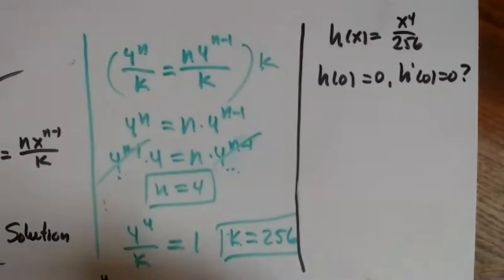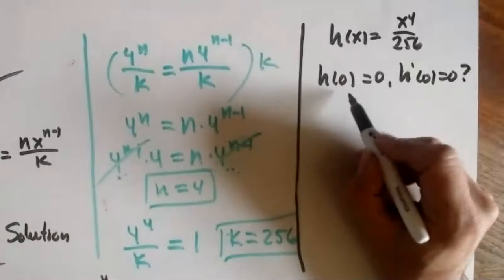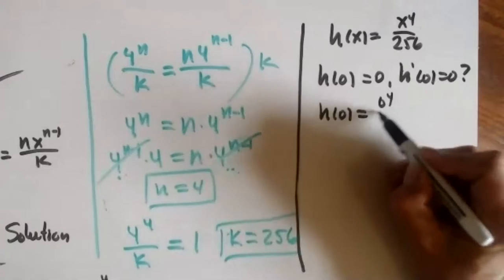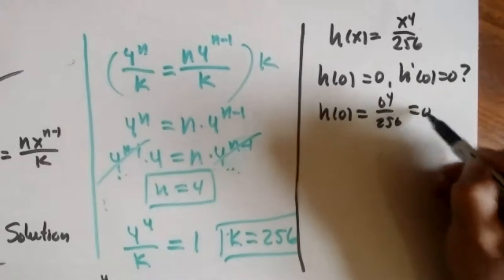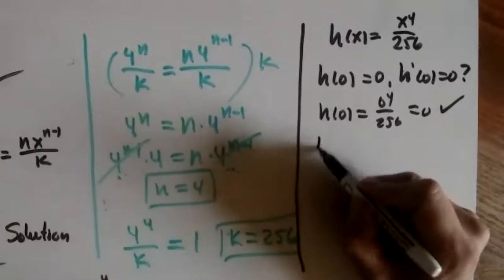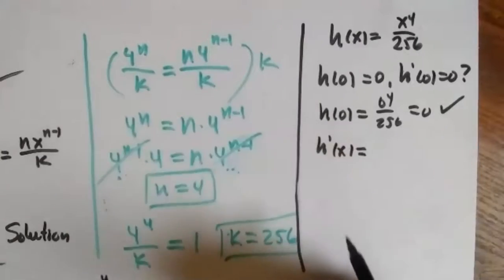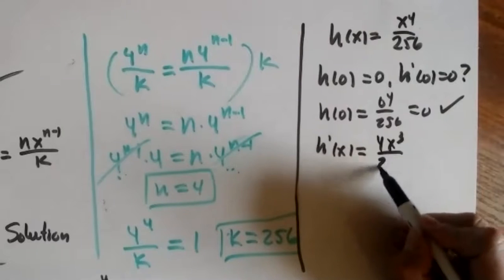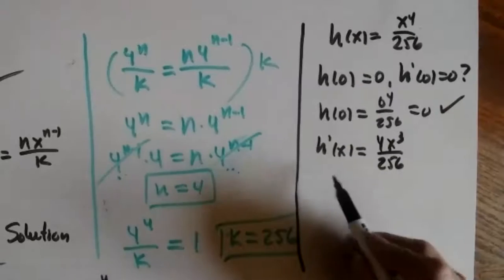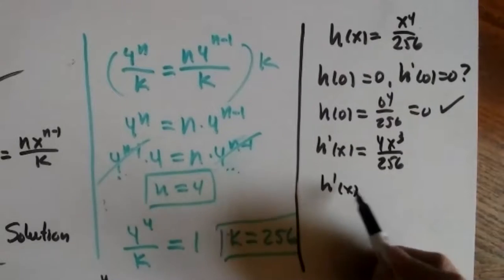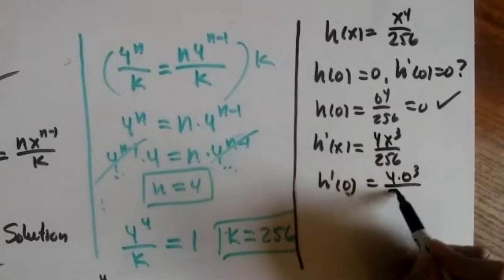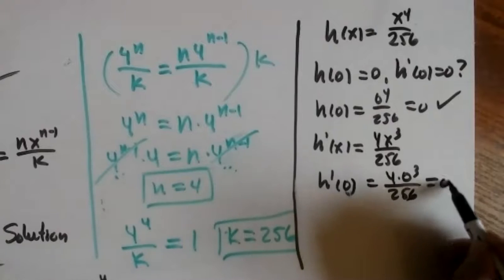That happens, okay. How much is h of 0? H of 0 is 0 to the 4 over 256, so that's 0, correct. H prime of x, what is that? Well, get the derivative of this. 4x cubed over 256. How much is h prime of 0? Well, it's 4 times 0 cubed over 256. That's 0, correct.